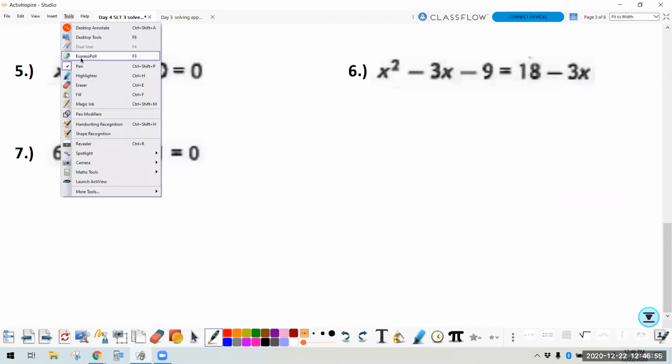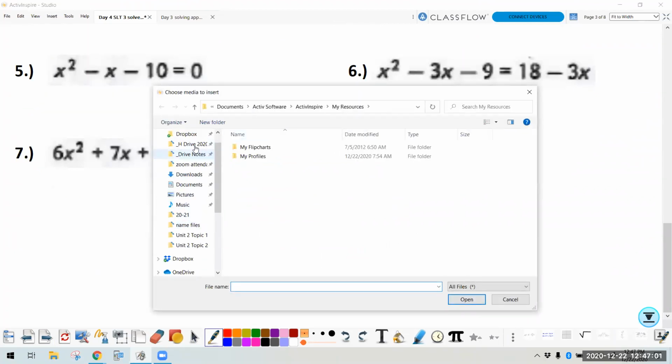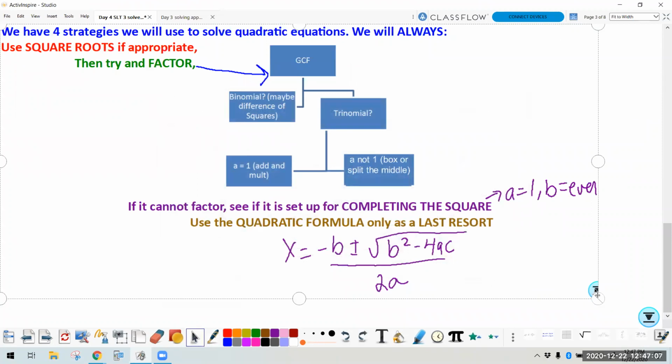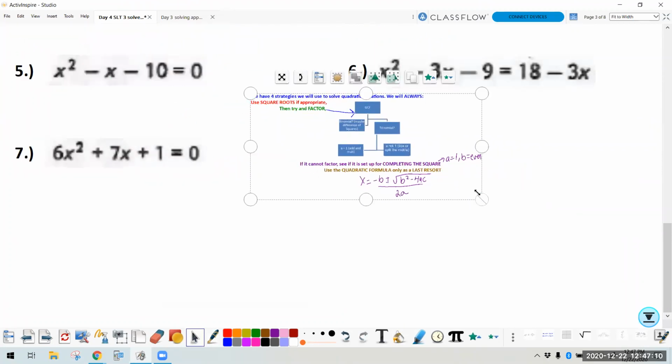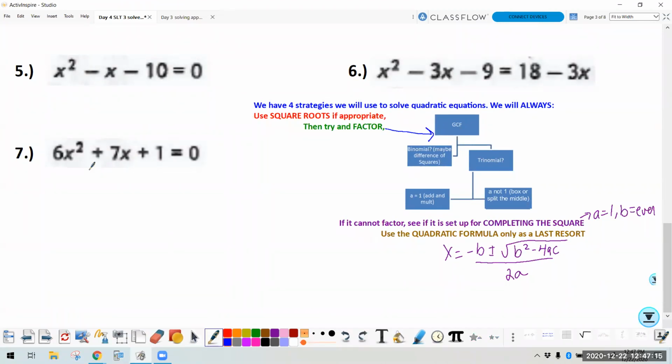I'm going to insert an image here real quick. So this is our decision-making process for the most efficient method. First, you have to have your equation in standard form. It is not going to be square root method because I have an x squared, then an x. I don't have a quantity squared. So let's try factoring. Is there a greatest common factor? No. Binomial or trinomial? 3 terms. Is a 1 or not? It's not.